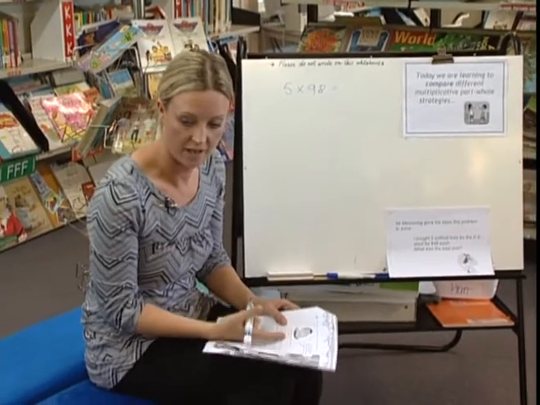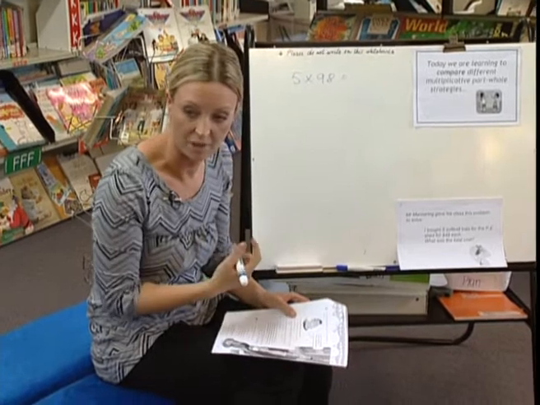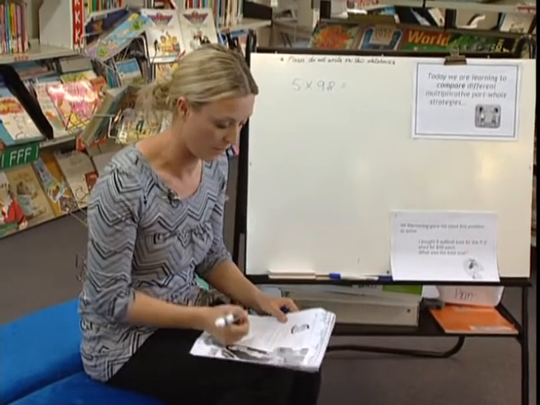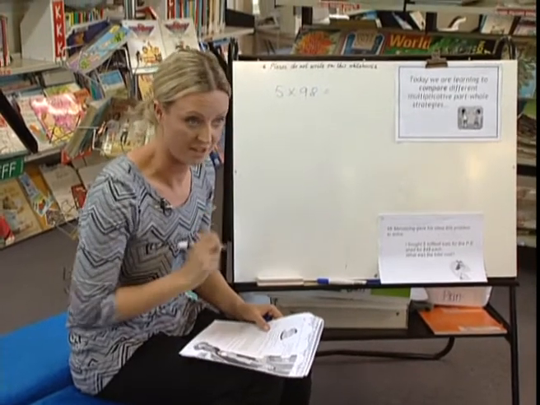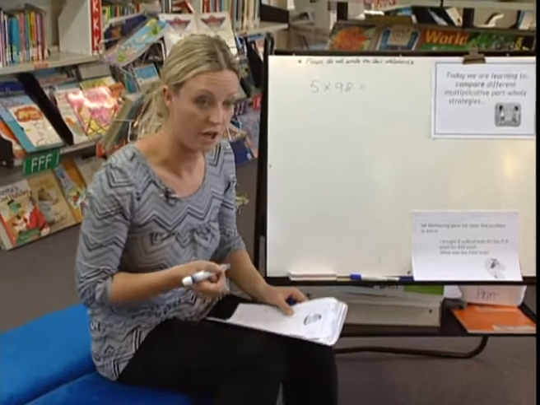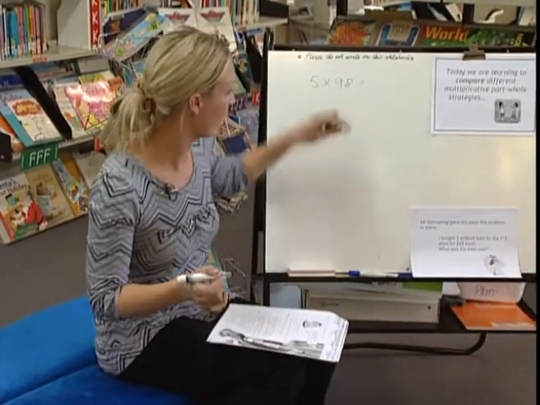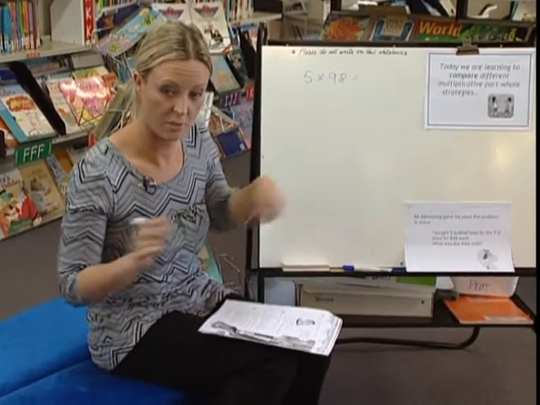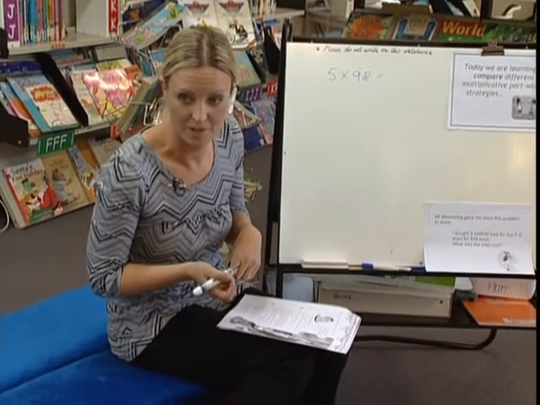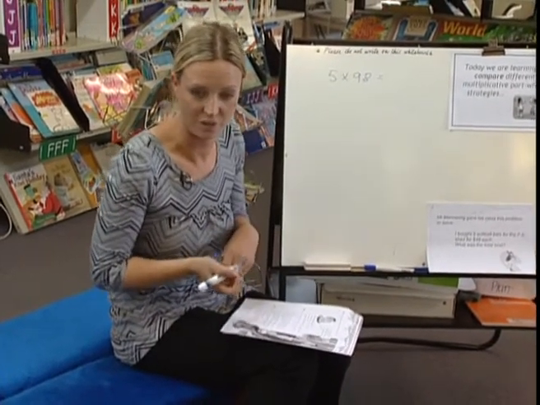Wonderful. So 5 times 98, the question is asking us to solve the problem 3 different ways. Sophie's way, Larry's way and Manua's way. And then we're going to decide which one is the best for that particular problem. First of all, I'd like you to discuss with a buddy, look at 5 times 98, talk to the person sitting next to you about which strategy you predict is going to be the best one that suits this question.